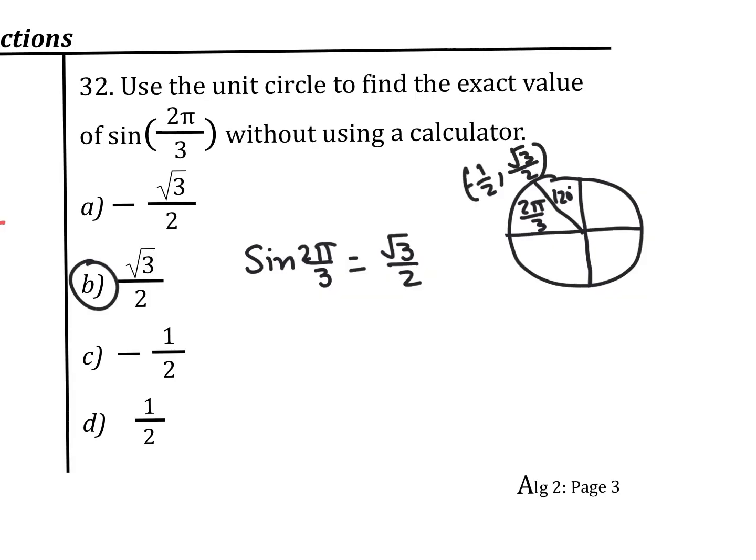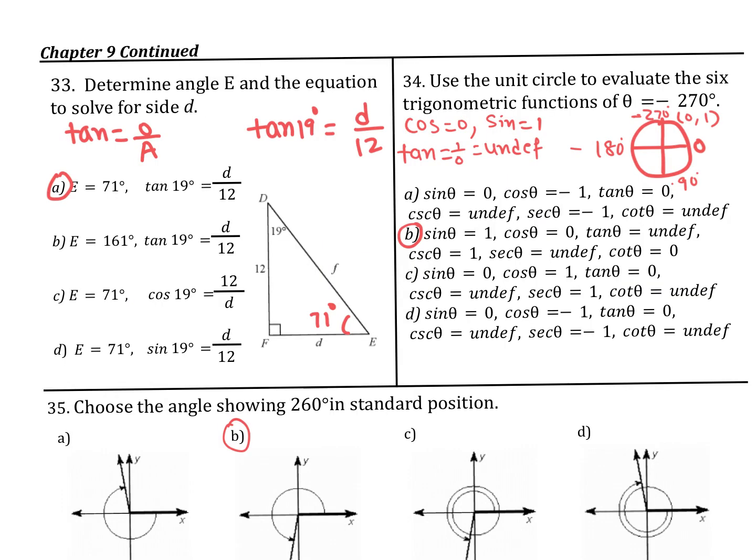The answer for number 32 is square root 3 over 2, as the angle is 2 pi over 3 and sine is square root 3 over 2. For number 33, tangent is opposite over adjacent, so that's the answer. A negative angle goes clockwise, so this is negative 270.